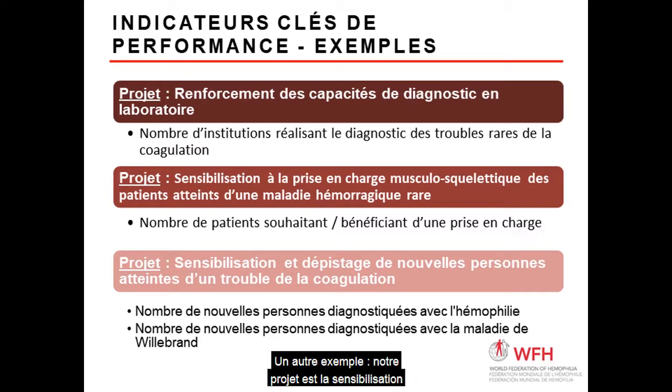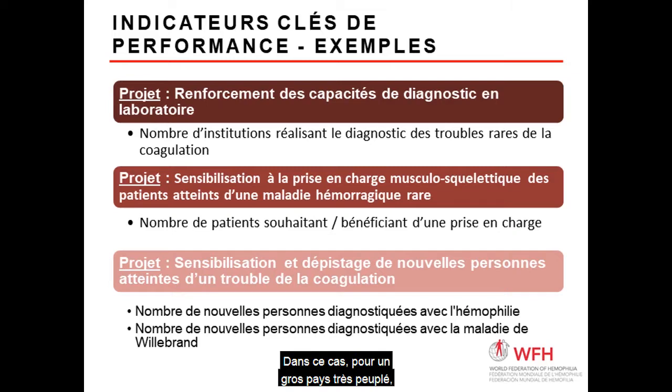So here's another one. Project is awareness raising on MSK care for patients with bleeding disorders. What are we going to measure? This is a key performance indicator, the number of patients seeking or receiving MSK care. So you may know what the total population should be of those diagnosed in your country. What is the actual diagnosis, right? And what is the number of patients that are actually getting care? And then how much do you actually want to increase that? Is it by percentage or number?